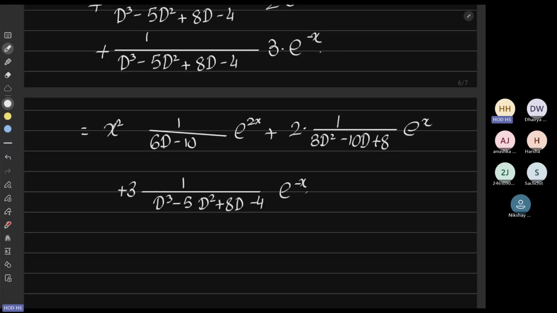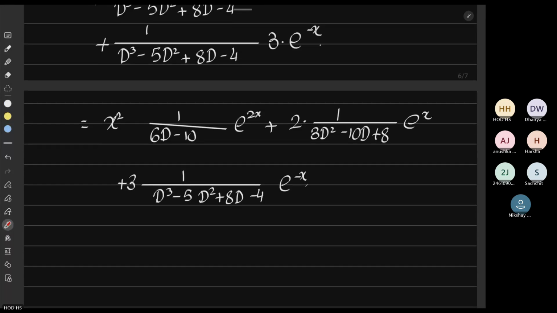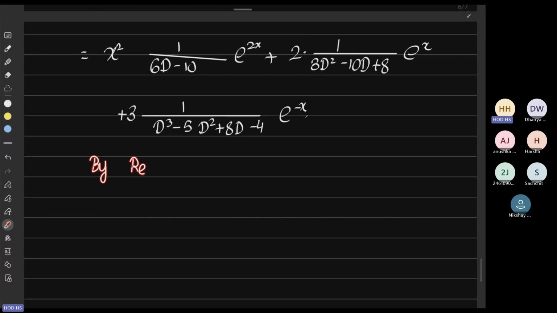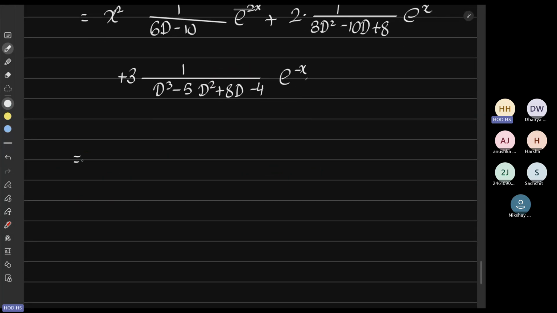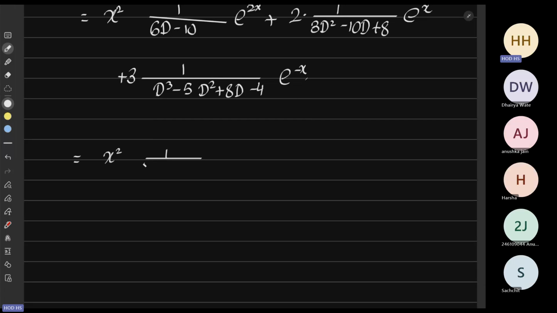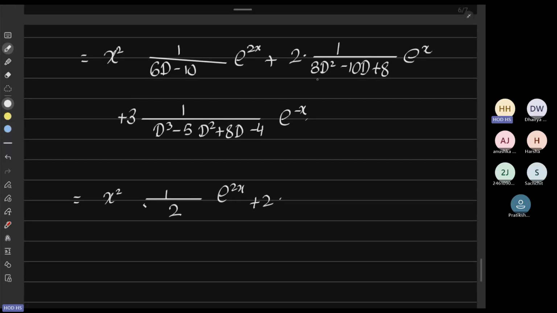Now we need to evaluate everything by replacing D by a. So we need to replace every D by a. In this case, D should be replaced by 2. In this case, D should be replaced by 1. And in this case, all these 3 D's should be replaced by minus 1. So by replacing all those quantities, we'll have x square, 1 upon 6D, that is 12 minus 10 as 2, e to the power 2x, plus 2 times. I need to replace D by 1. So this will give me 11 minus 10, that is 1 by 1.